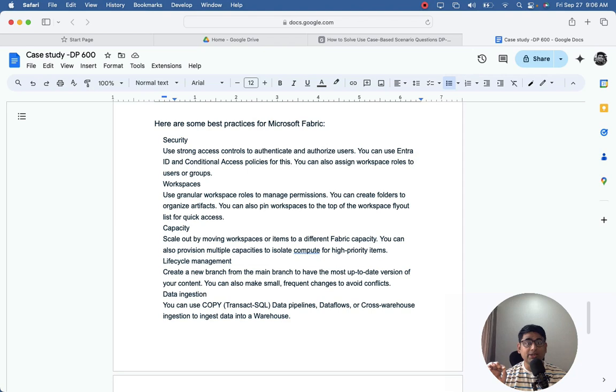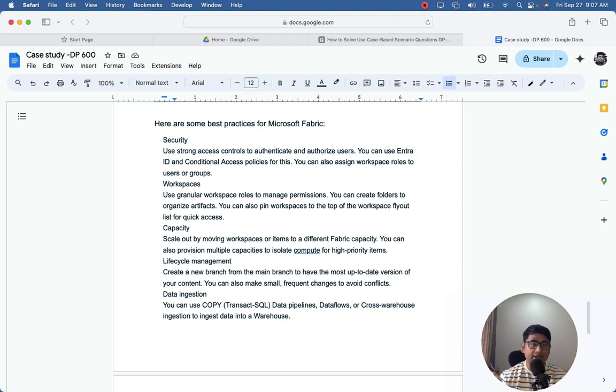You can also assign workspace roles to users and groups. So always remember, you should not be giving individual access to the workspaces. You can create a group and then give the access, and try to minimize the access. For example, a person may need just to view the data, so don't give them the write access to modify the workspace or do some other operation, just the read access. So these kinds of best practices you should understand.